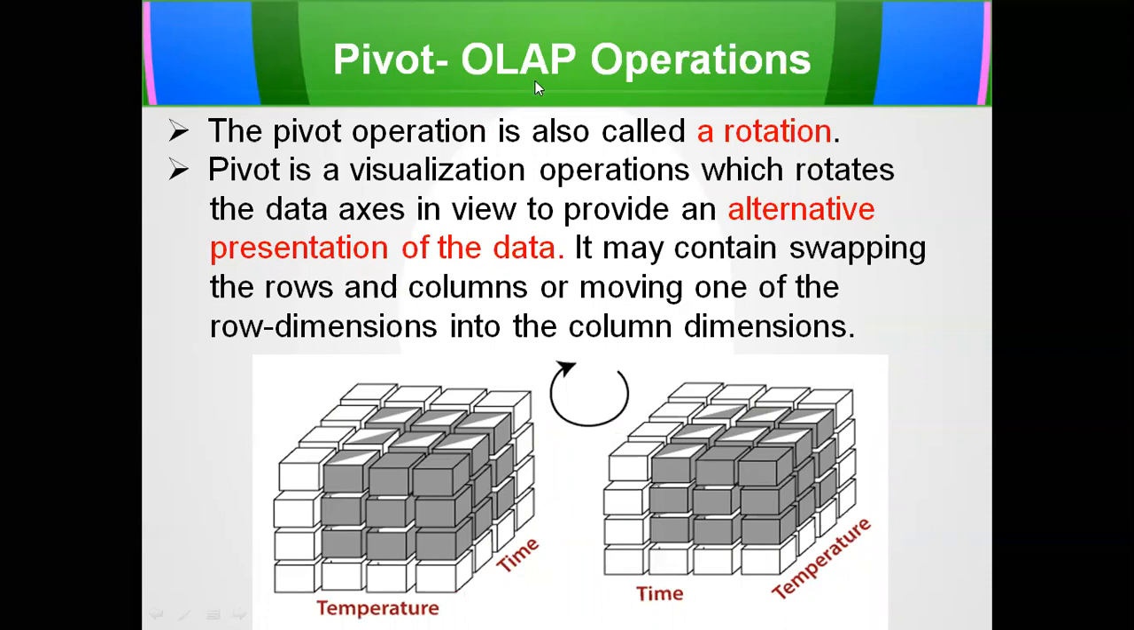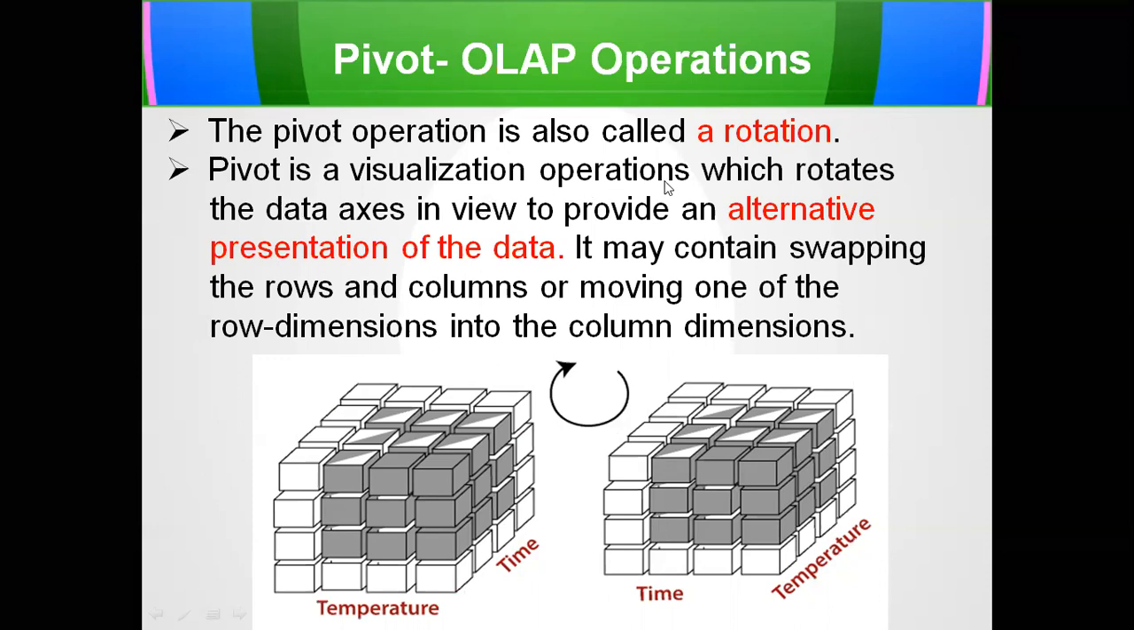So the pivot operation is nothing but the rotate operation. The pivot operation is also called the rotation. So here, if you rotate this, this is my original cube, right? The front side of this cube is the temperature, the side view of the cube is the time. When we rotate this, now my front has become time and side has become temperature. So the same data you can represent here in a different view, right?